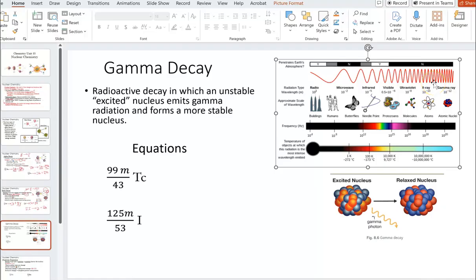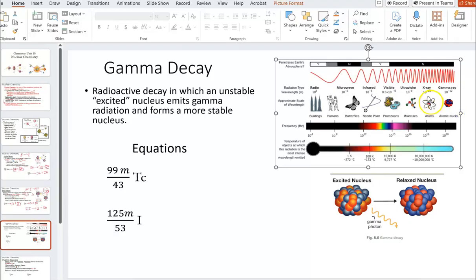They move through space and a medium through transverse waves. So this is a transverse wave. The longer the wavelength, the less energy that's carried. The shorter the wavelength, the more energy is carried. So radio waves have very little energy carried in their waves. Gamma rays have a whole lot of energy, which is very dangerous.